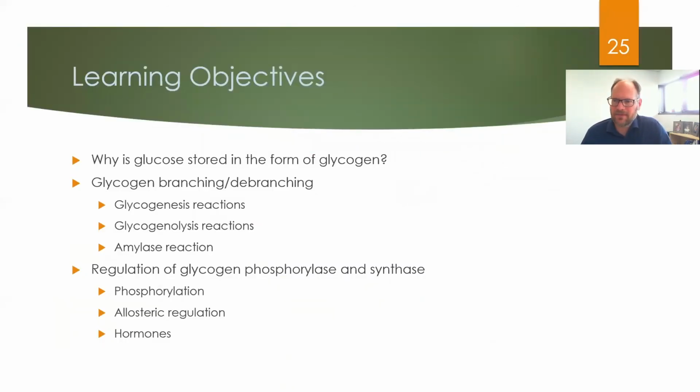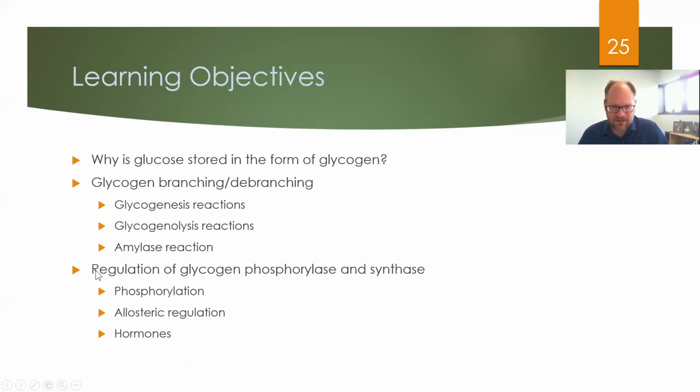From today, you should be able to say why glucose is stored in the form of glycogen. This is because of osmolality, and because its structure enables the fast release of glucose. Another question is why glycogen is branched, and how the branching and debranching work. This is to enable the rapid synthesis and breakdown of glycogen. We talked about the reactions we went through, and how they differ from amylase, particularly with respect to energy.